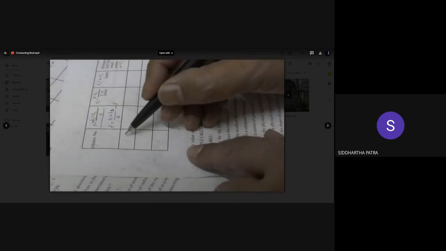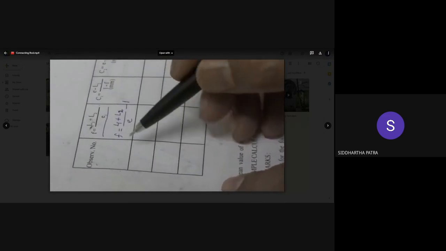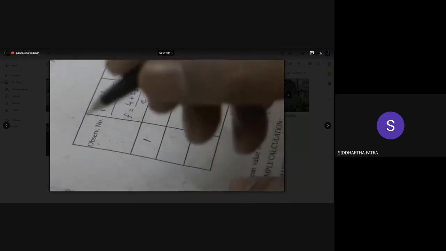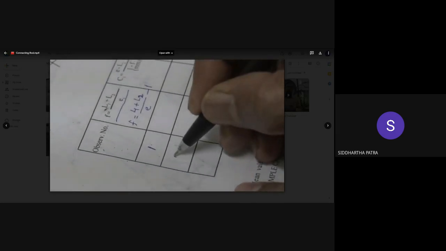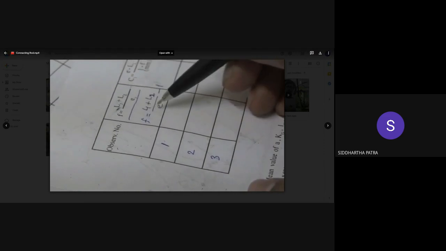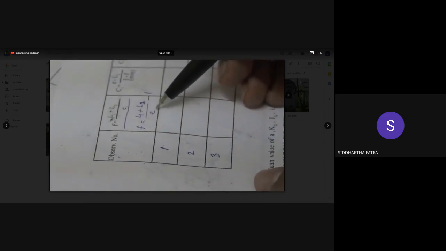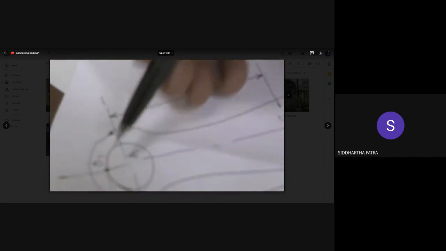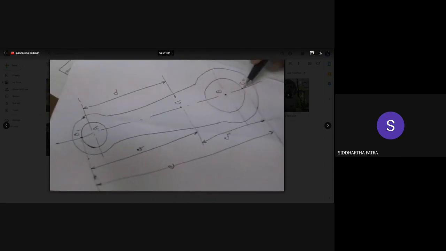So for here you are getting three values. So observation number 1, so you made three observations, for both the cases, 1, 2, 3. So for observation number 1, you first find out F. F is L1 plus L2 by E. What is E? E is the total length from O1 to O2.